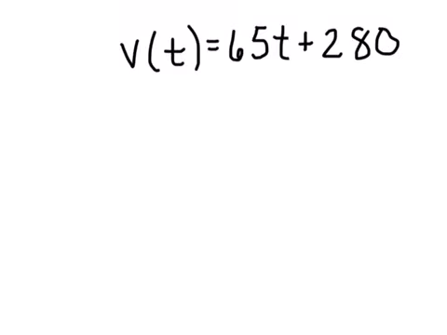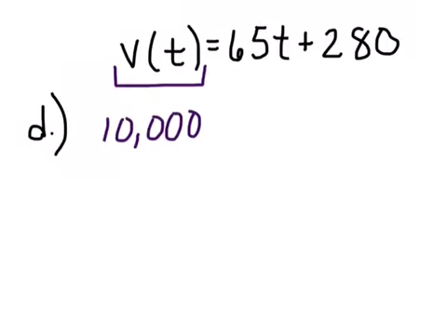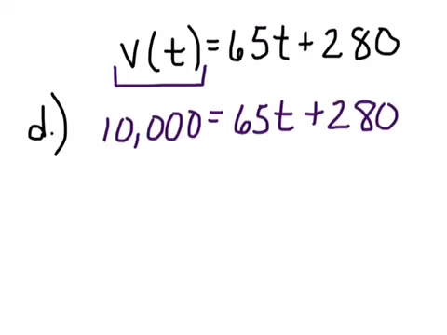So the last part of this problem, part D, says the pumps will turn off when the volume in the tank hits 10,000 gallons. So that's our output, that's our volume. So for part D, instead of plugging in for time, we're going to plug in for volume. So we have 10,000 equals 65T plus 280. You also know that you shouldn't plug in for T here since it asks you, to the nearest minute, after how long does this happen. So you know you're going to be solving for T.